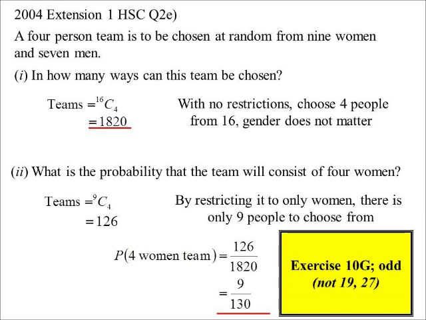All right, so 10G, we'll do the odds. This time I've pulled out 2 of the odd ones not to do, assuming they're numbered the same as my book, of course. But this time order does not matter.